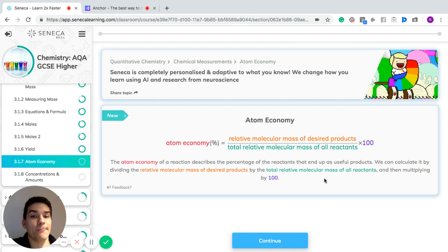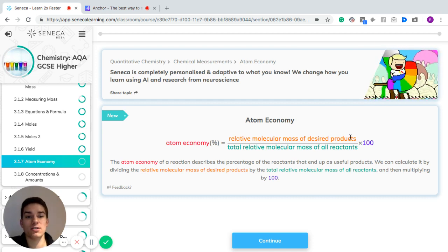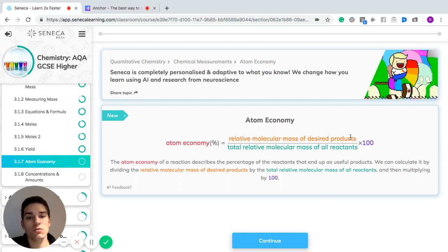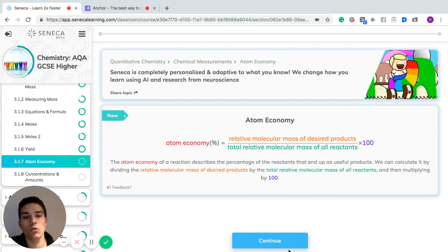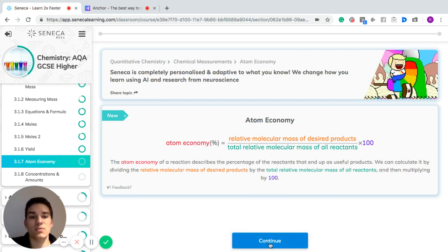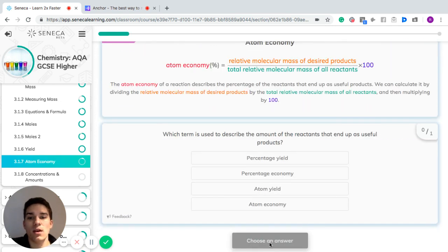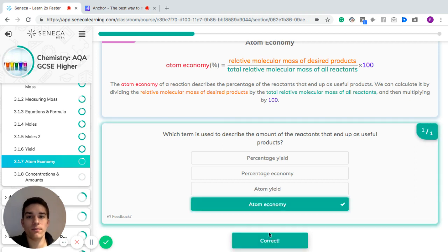So I'll say that again. The relative molecular mass of the desired products divided by the total relative molecular mass of all reactants times by 100. So just to recap that, which term is used to describe the amount of reactants that end up as useful products? Well, that is exactly what we've just described. It's the atom economy.